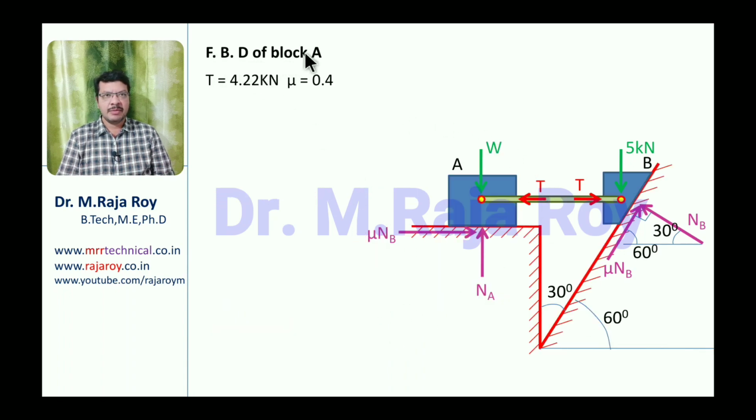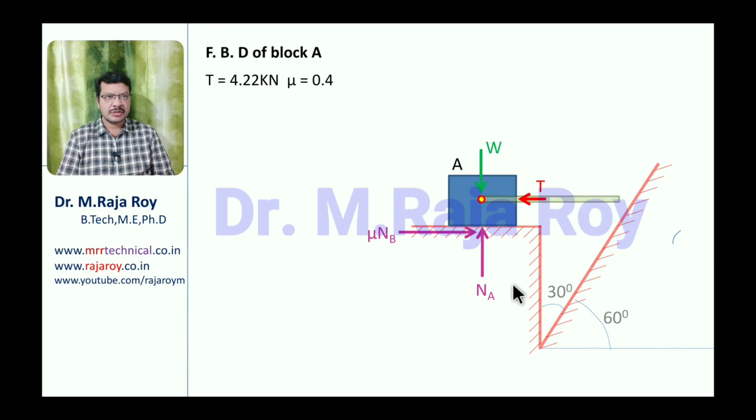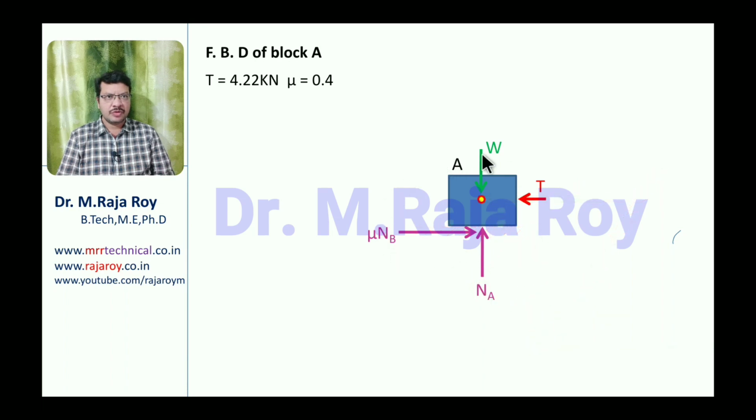Now take the free body diagram of block A. Now this T value is known. The mu value is given in the problem as 0.4. Now consider the free body diagram for this particular block A like this. Remove all the supports and consider only the forces acting on block A. Now if you observe the vertical direction, NA is acting in the upward direction, W is acting in the downward direction. Then here mu NB is acting on the right hand side, that means positive x. T is towards your left hand side, meaning negative x.